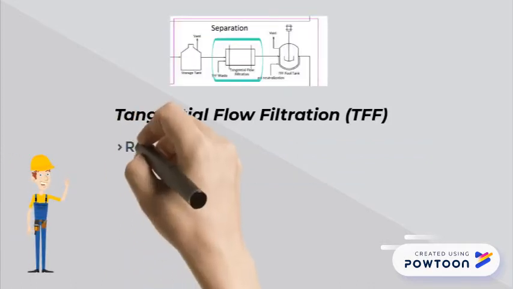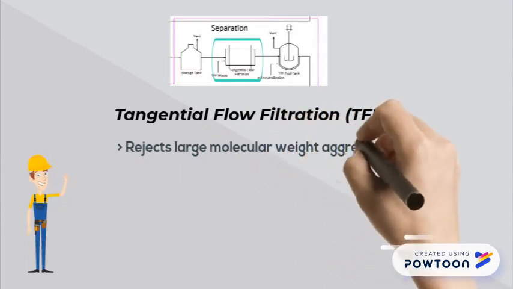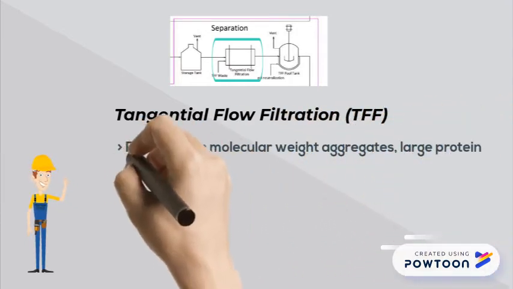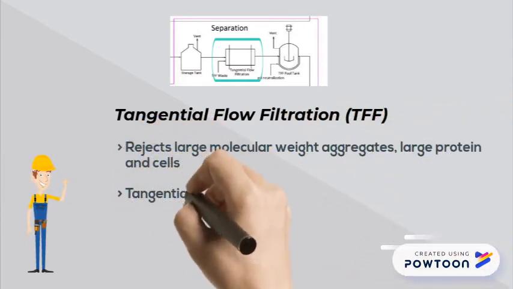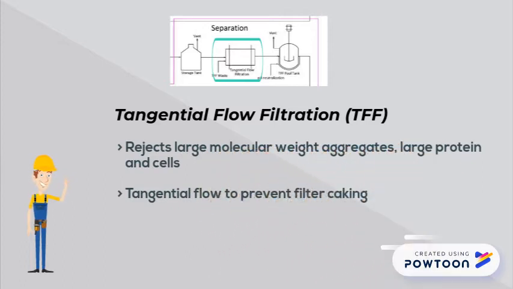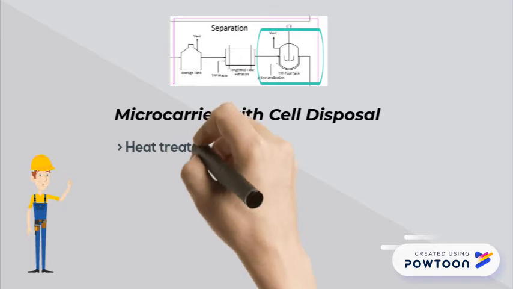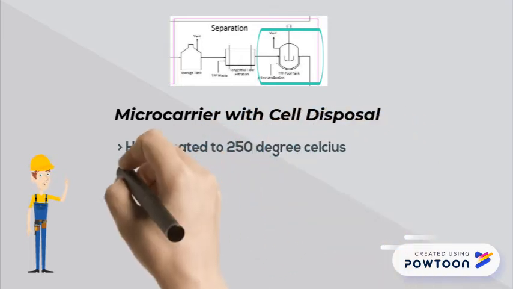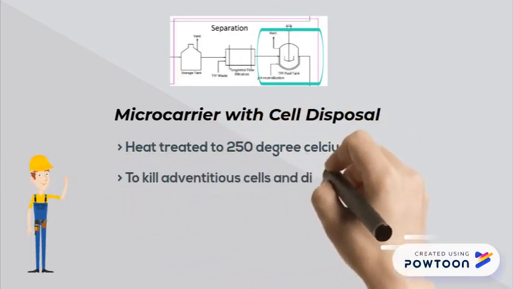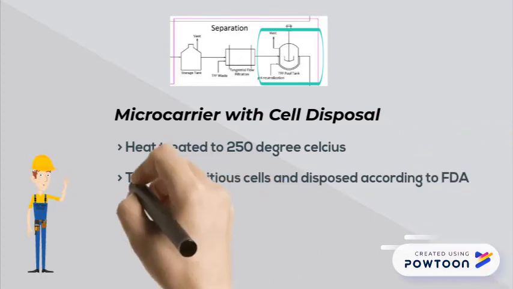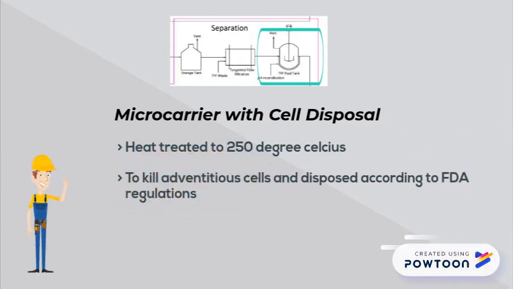TFF helps filter large molecular weight aggregates, large proteins, and any remaining cells. As fouling is one of the major issues when using a filter, modification is done where the feed is passed tangentially over a membrane in order to prevent filter caking. The microcarriers and cells will be heat-treated per batch to 250 degrees Celsius in order to kill the adventitious cells and be disposed of according to FDA regulations.